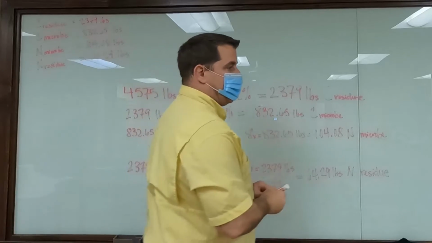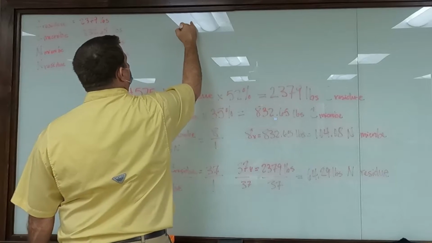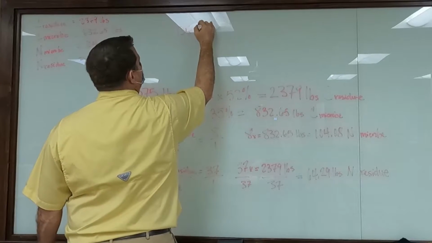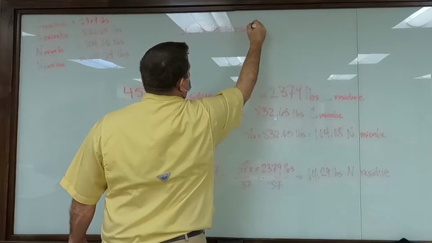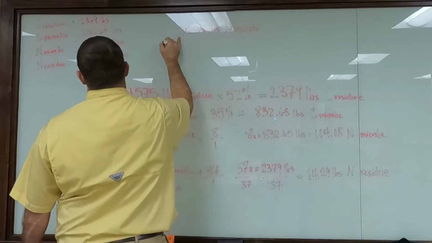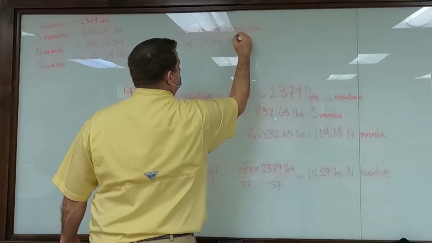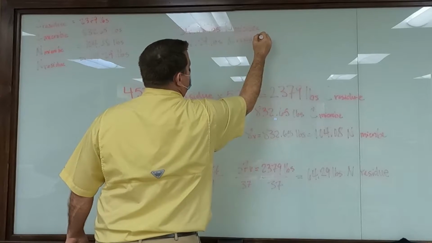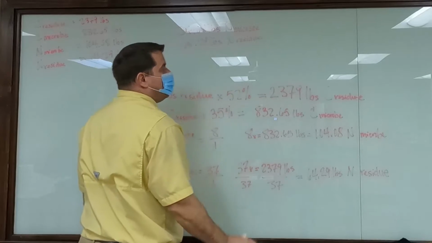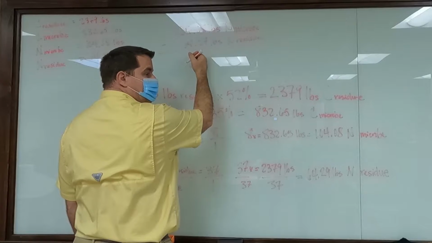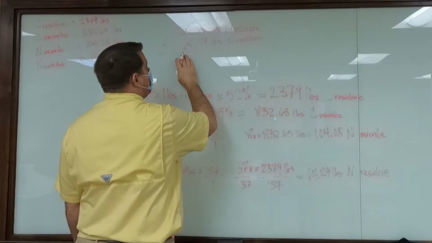And then we have 104.08 pounds of N microbe minus 64.29 pounds in residue, which gives 39.79.